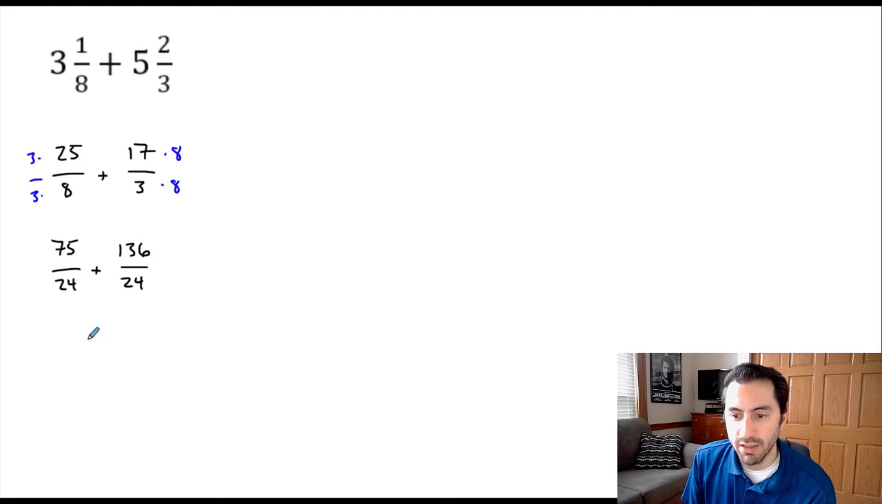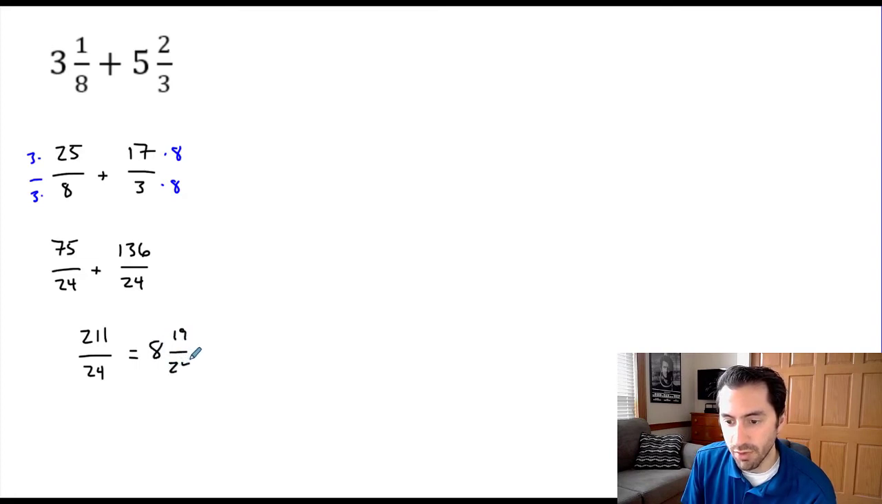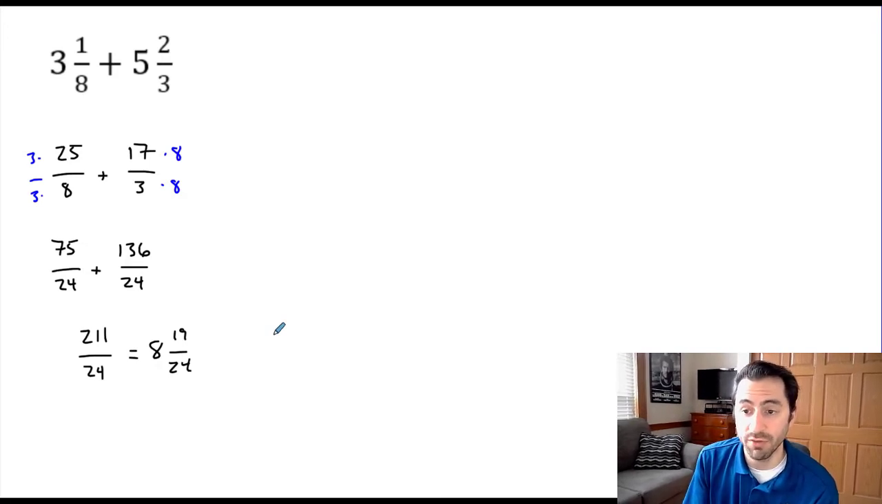So now we can add these together, and 75 plus 136 is 211 over 24. And looking at that fraction, seeing if we can simplify, it does not seem that 211 and 24 have any common factors, so this would be our final answer as an improper fraction. Or I could go back and rewrite this as a mixed number, and as a mixed number, this turns out to be 8 and 19 over 24. So that's one way we can handle a lot of mixed number problems, is turning them into improper fractions first.